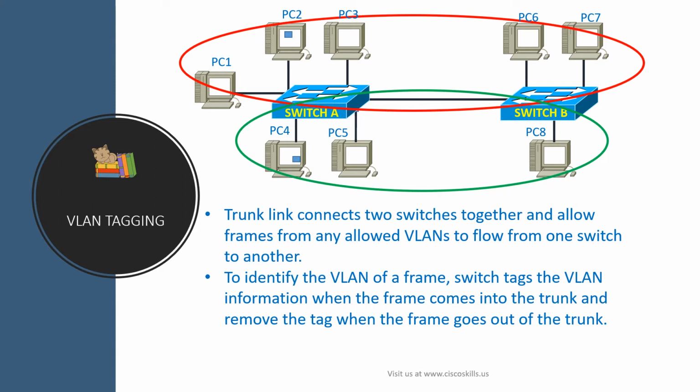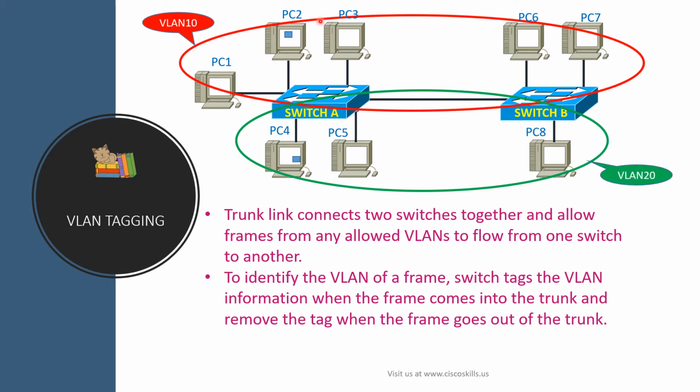Let's now move on to another important concept, which is VLAN tagging. As you know, a trunk link connects two switches together and allows frames from any allowed VLANs to flow from one switch to another. To identify the VLAN of a frame, the switch tags the VLAN information when the frame comes into the trunk and removes the tag when the frame goes out of the trunk. Let's look into the network diagram. We have VLAN 10 and VLAN 20.